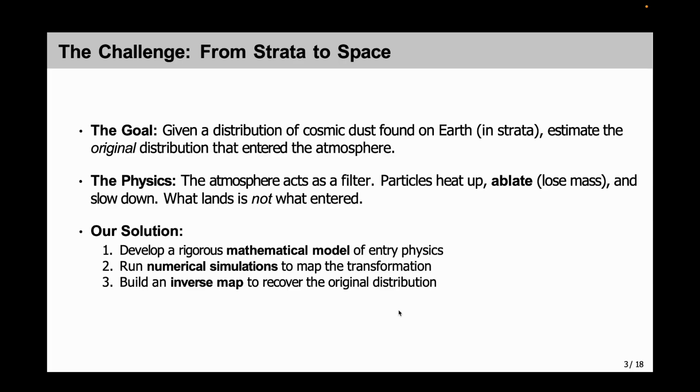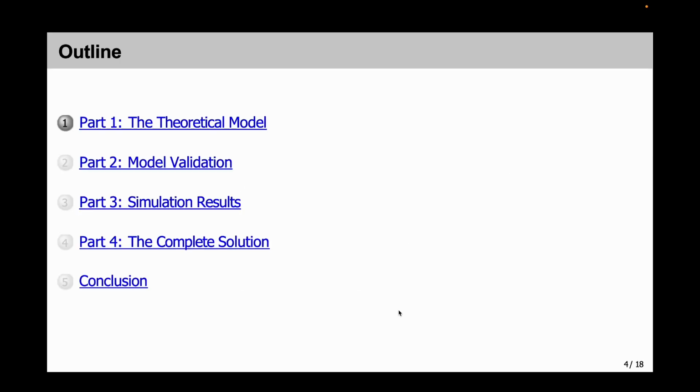Our solution therefore requires 3 steps. First, we must build a rigorous mathematical model of this entry process. Second, we run simulations to map the transformation. And third, we use this map to work backward and recover the original distribution. So let's begin with the first and most important step, which is the theoretical model.